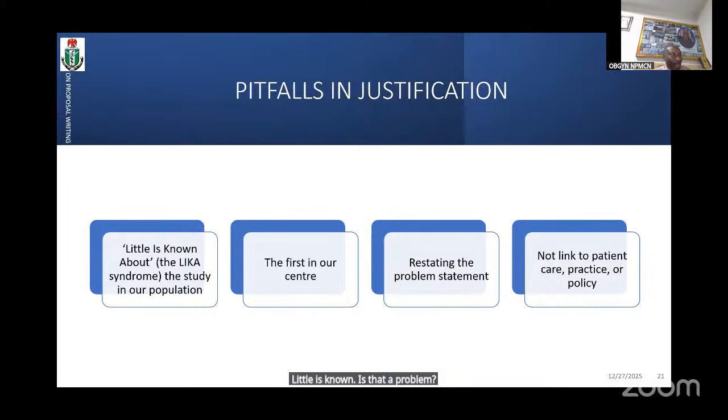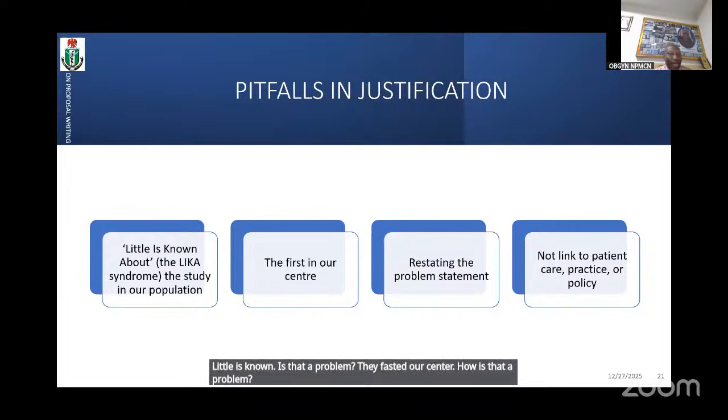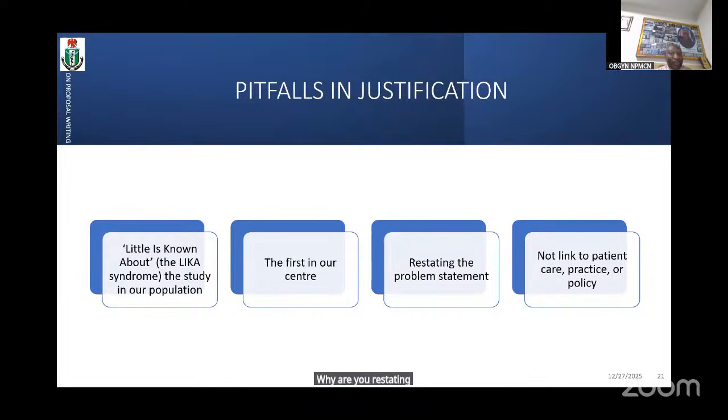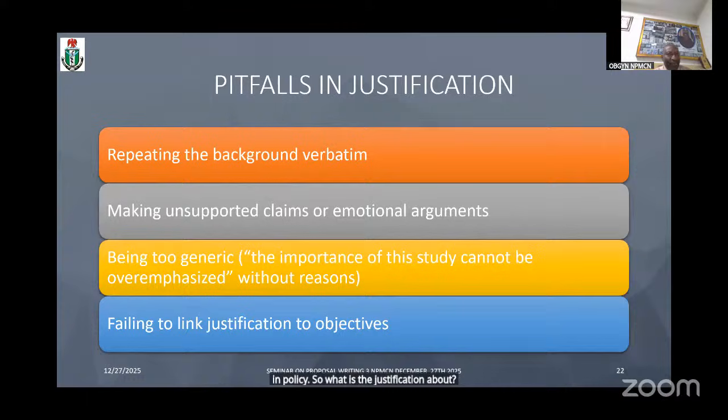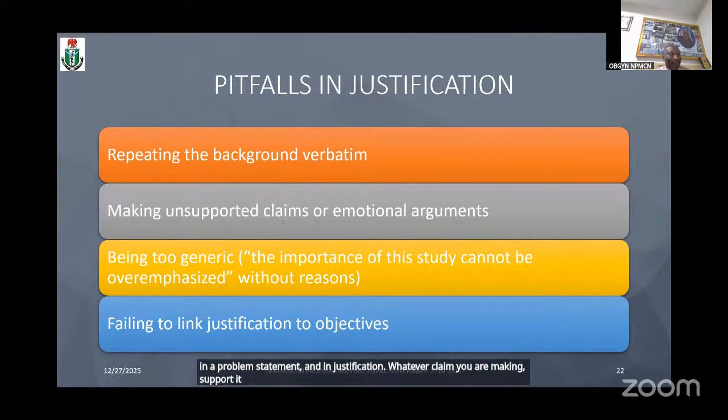The first in our center. How is that a problem? Why are you restating the problem statement under justification? If your justification is not linking to improvement in patient care, in practice, in policy, so what is the justification about? Why repeat the background verbatim in the problem statement and in justification? Whatever claim you are making, support it with relevant evidence.